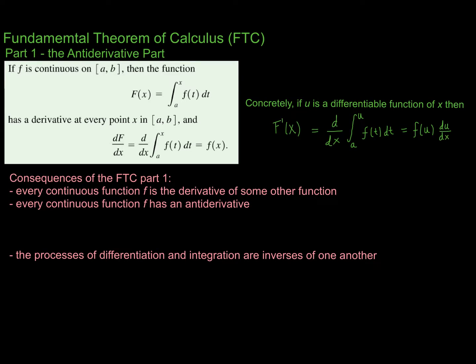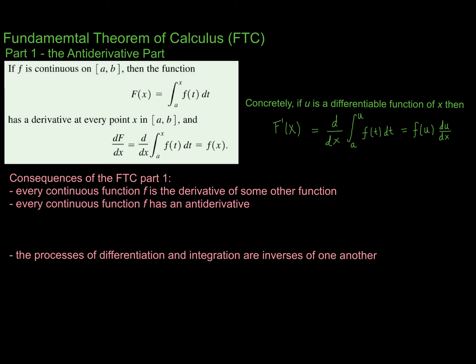So the first thing that we should notice is that if we're given a continuous function, then that continuous function is the derivative of some other function. And we see that very clearly here. When we defined capital F of x to be the accumulator, and we took the derivative of that, we ended up with simply lowercase f of x, which means that lowercase f of x is the derivative of that accumulator function.